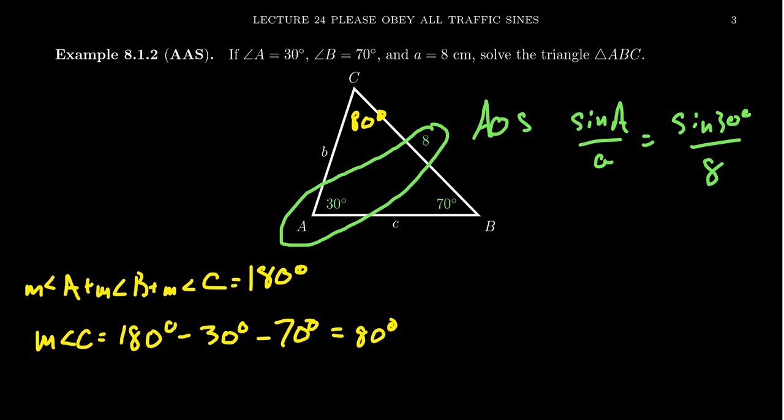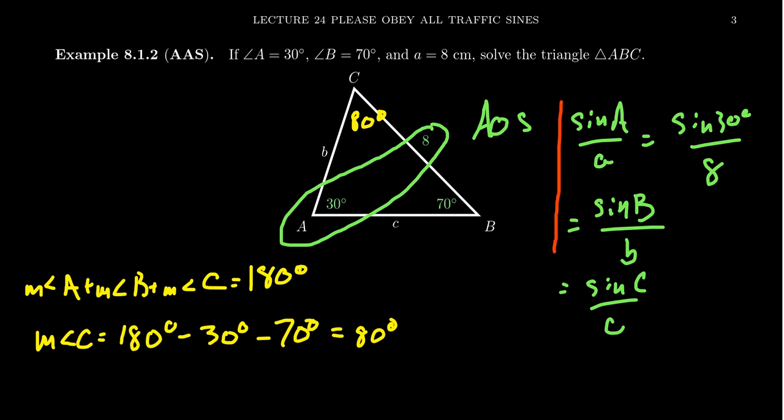Why is that useful? Well, this AOS, sine A over a, is going to equal the other AOSs for this triangle. That is, by the law of sines, this will be the same thing as sine B over little b. This will be the same thing as sine C over little c. So if we just look at the first two for a moment, sine A over little a versus sine B over little b, we know angle A, we know its side length a, we know angle B, we don't know little b, so we can solve for little b to help us out here, and that's exactly how we're going to solve these things right here.